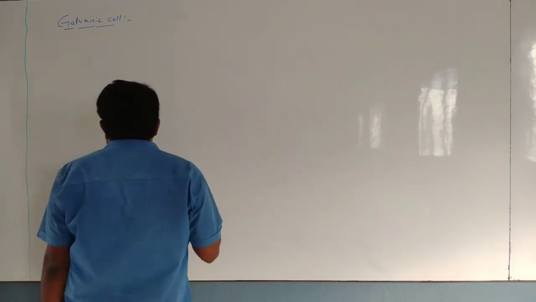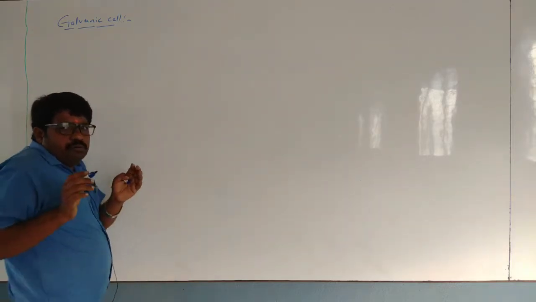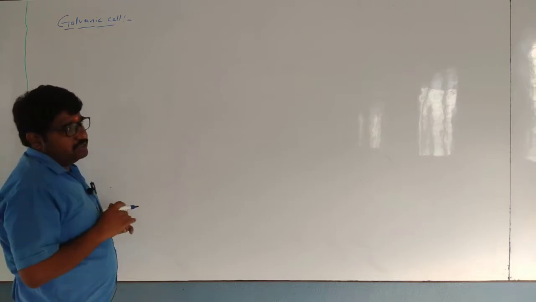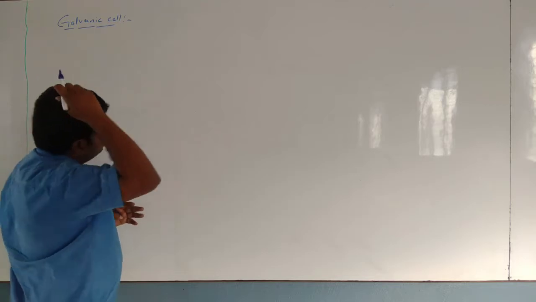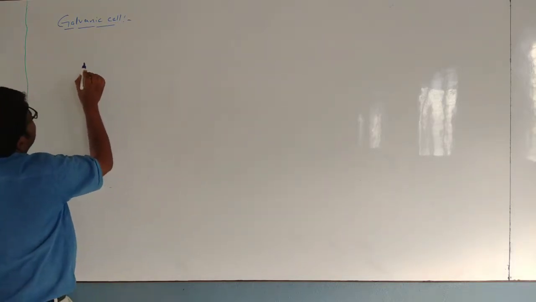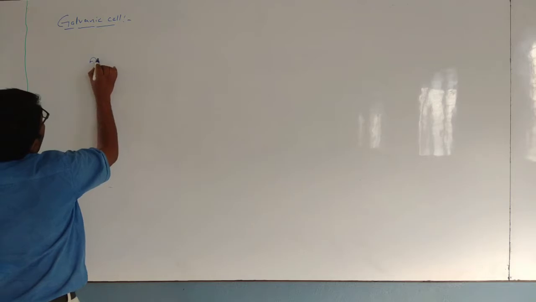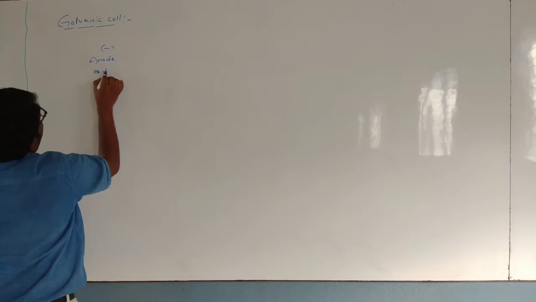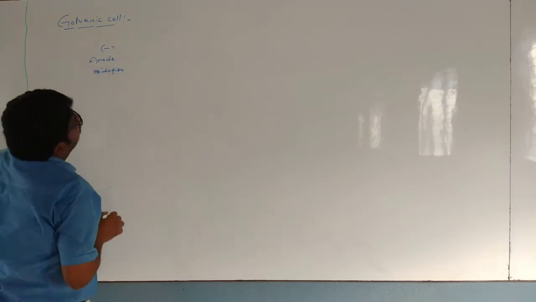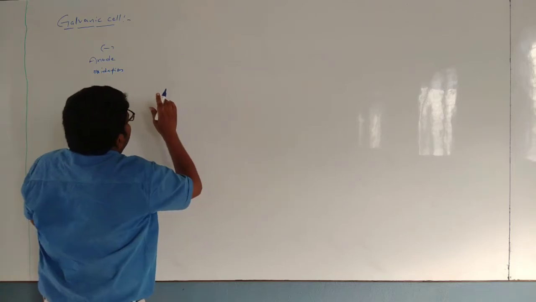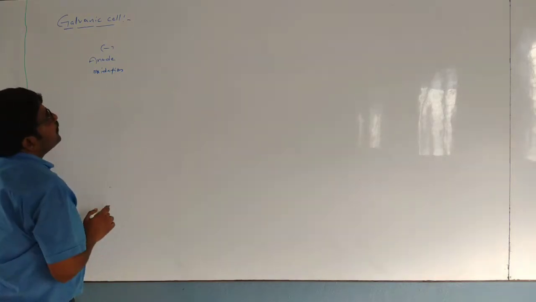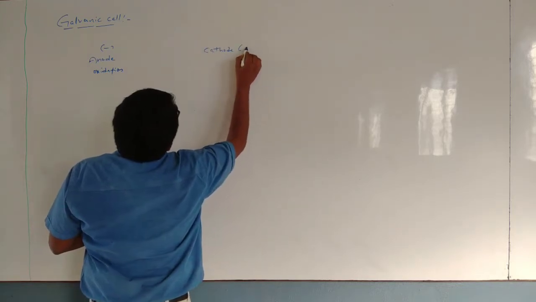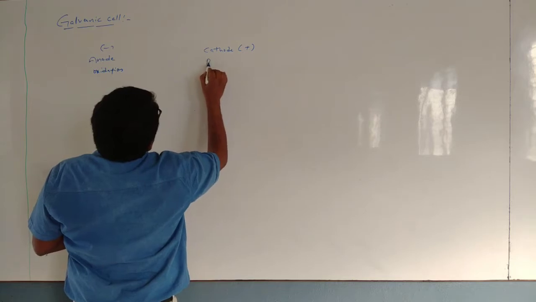So here, in a galvanic cell, at the anode side, oxidation reaction always takes place. Anode is negative, so that is why we take the anode reaction on the left hand side. At the right hand side, cathode is positive and a reduction reaction takes place.